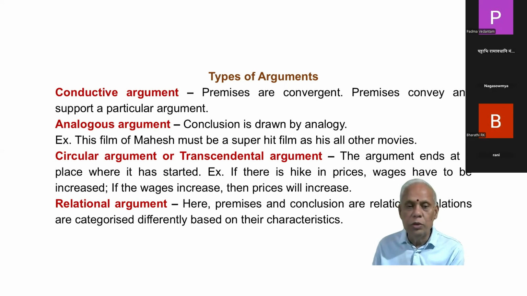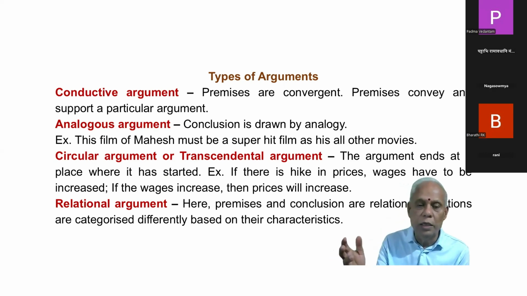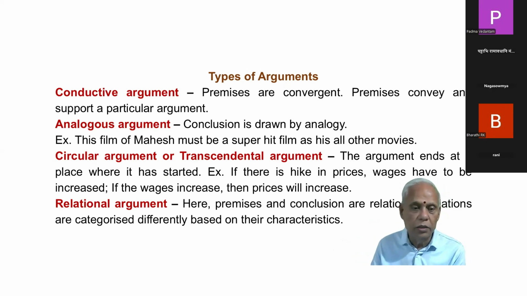Here, argument means you are giving a reasoning. You are giving a reasoning based on analogy. As generally all his films are hit films, this film also must be a hit film. This is what is called an analogous argument. We are now studying reasoning. Therefore, here the reasoning is by analogy. Then circular argument or transcendental argument.